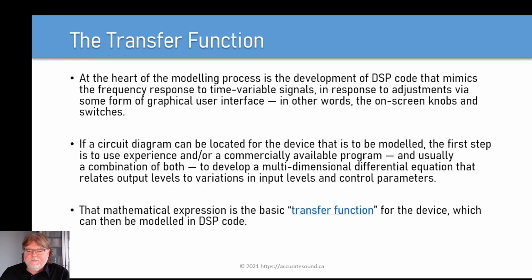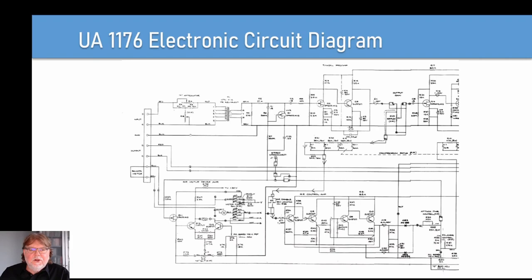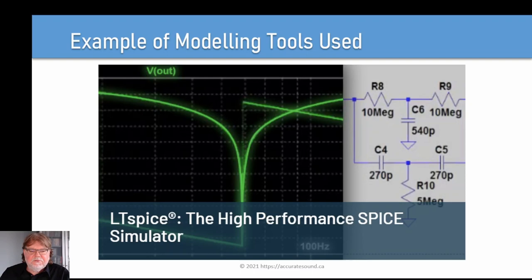Remember that 1176 peak limiter? Well, here's the circuit diagram. So we have both a working analog hardware device that can be measured along with the circuit diagram that can be modeled. And we can model that in a tool called LTspice. Basically, SPICE is the de facto standard for modeling any kind of electronic circuit. So now we know how these analog hardware devices are modeled using DSP, let's apply what we know to model loudspeakers in rooms.